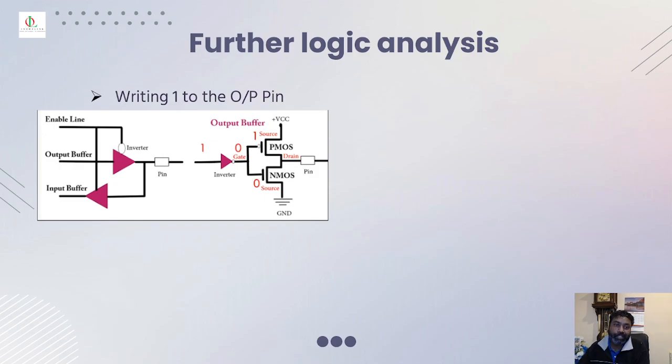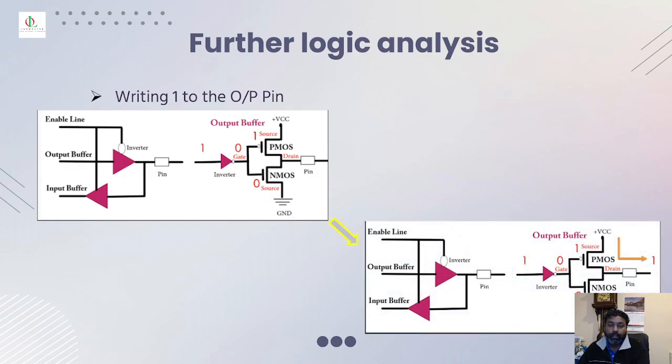Further getting into the logic analysis, writing 1 to the output pin will invert to 0, and that is sent to the output buffer. The PMOS, when it gets 1, is activated, and the NMOS, if it gets 0, is deactivated, then it gets to the ground. So that's how it's explained with the link: 1 comes through and it inverts, so 0 goes to the NMOS. NMOS is in off state, and the PMOS is high, so the output pin gets the value 1.